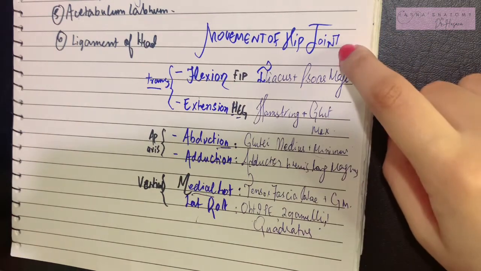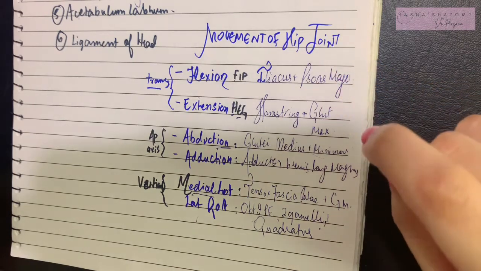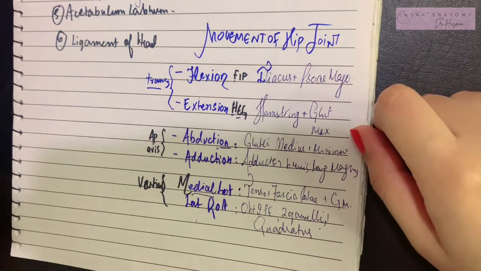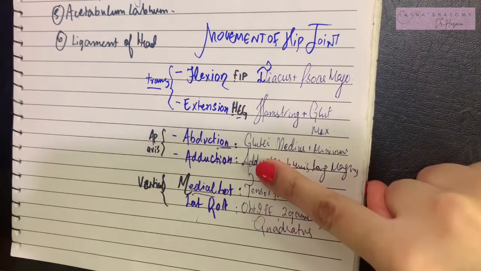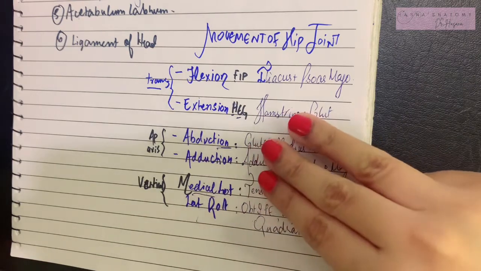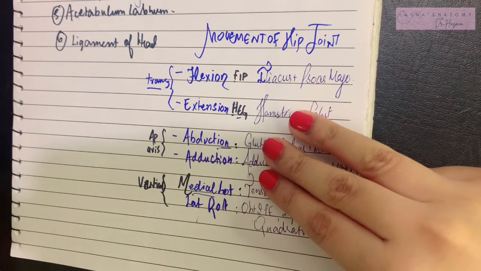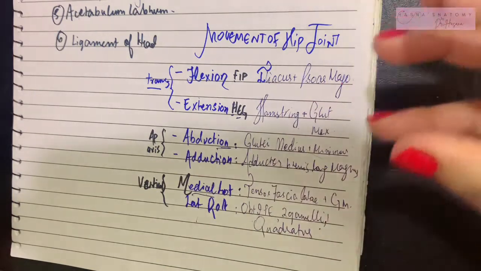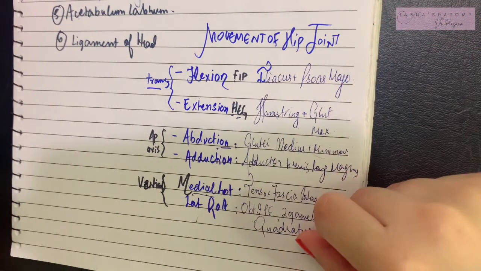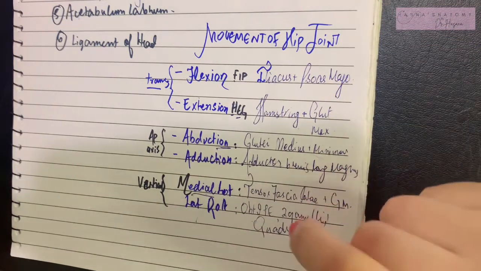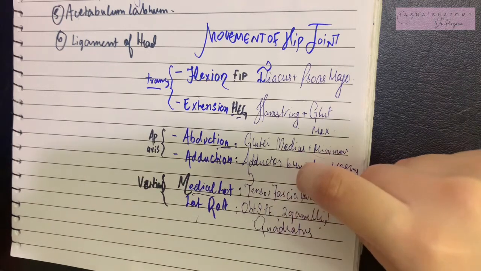The position in which the hip joint causes the ligaments to be the most tensed is the position of extension with slight abduction and medial rotation. Ligaments are going to be very taut in this position. And the position of the hip joint in which the surfaces are most congruent is in a slightly flexed, abducted and laterally rotated position of the hip.